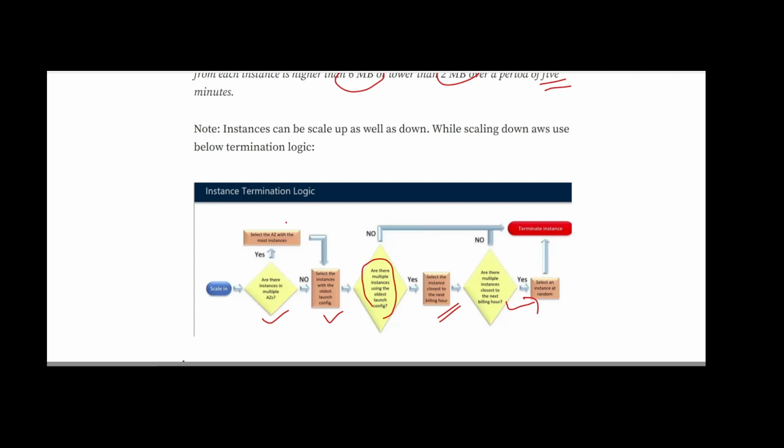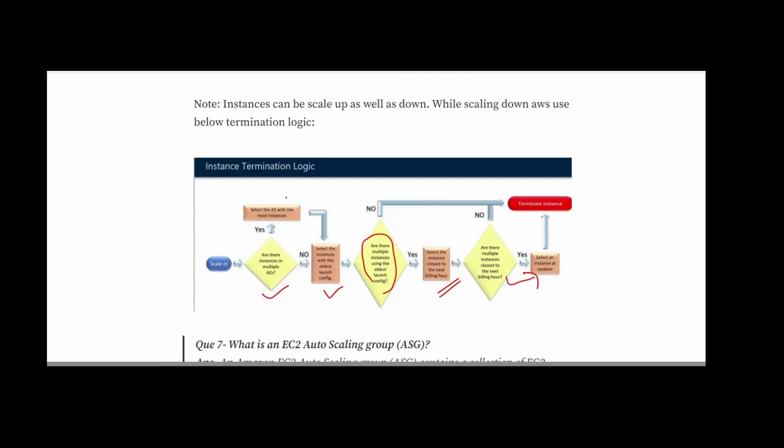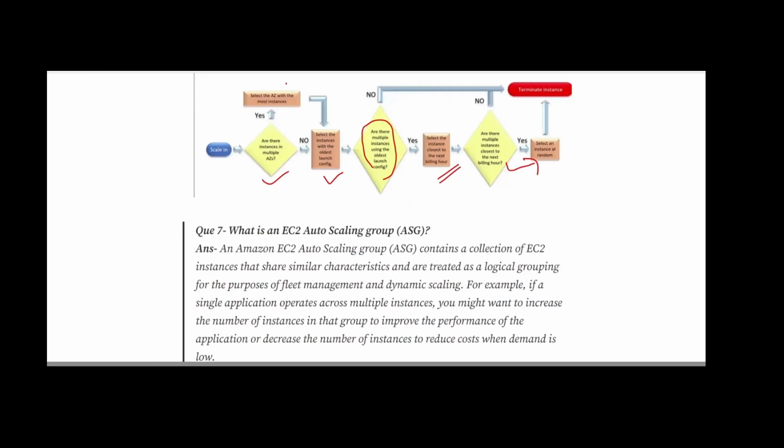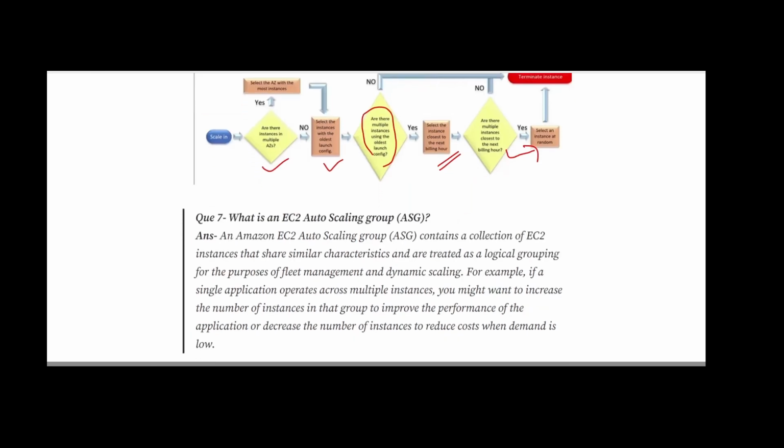Coming to question number 7. What is an EC2 Auto Scaling Group? Amazon EC2 Auto Scaling Group, in short you call it ASG, contains a collection of EC2 instances that share similar characteristics and are treated as a logical grouping for the purpose of fleet management and dynamic scaling. For example, if a single application operates across multiple instances, you might want to increase the number of instances in that group to improve the performance of the application, or decrease the number of instances to reduce cost when demand is low.